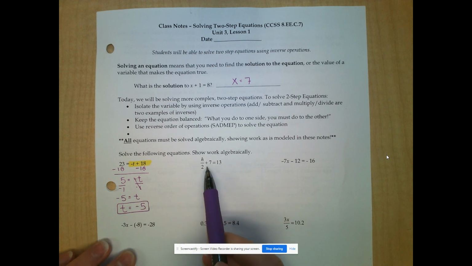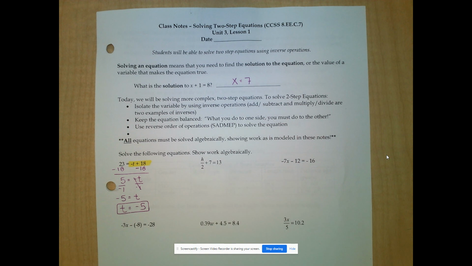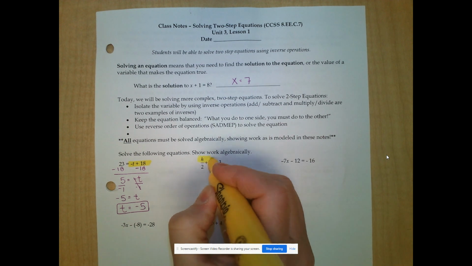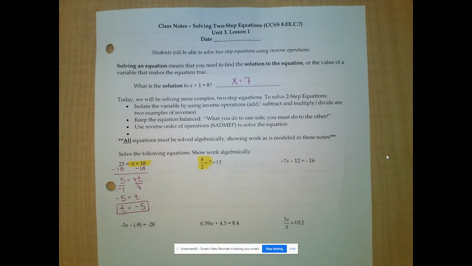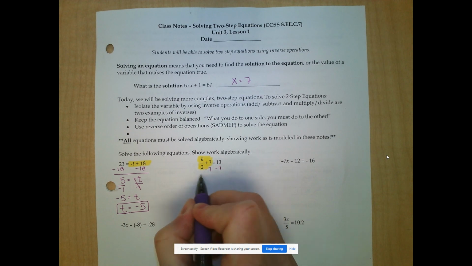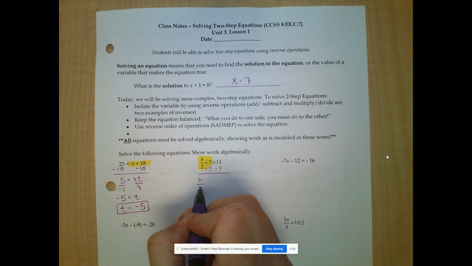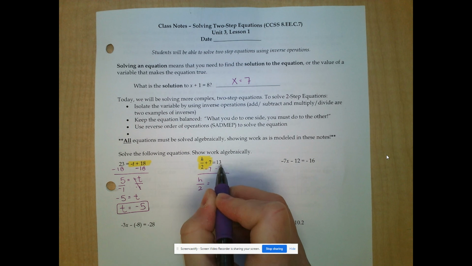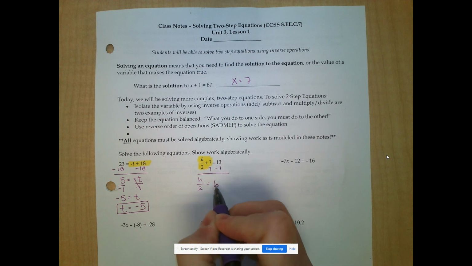H over 2 plus 7 equals 13. Again, I'm looking for any subtraction or addition first on the side with the variable. So I might highlight that side first and notice that it has a plus 7. The inverse of adding 7 is subtracting 7 from both sides. H over 2 equals, so 13 take away 7 would be 6.